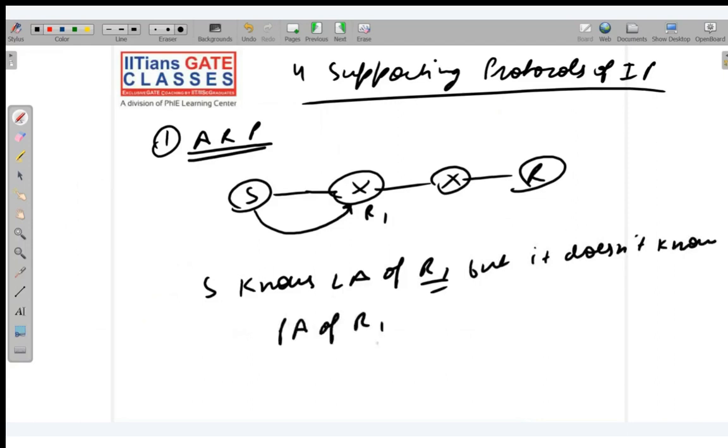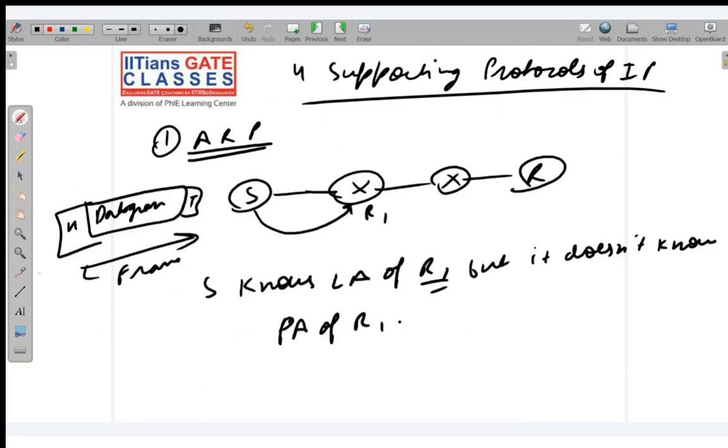So what can it do? If it does not know the physical address of R1, how can it send a frame to R1? A datagram cannot fly from sender to receiver directly. The sender will send the datagram to this router, but the datagram will be packed in a frame. Header and trailer will be attached, and you will call it a frame. This frame will be sent from the sender to this router. The frame header will contain the physical address of the sender and the receiver, which is router R1. If the sender does not know the physical address of this router, how will the frame be sent? For that, ARP is used.